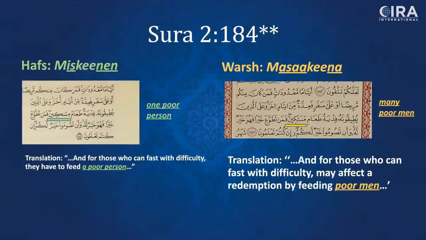Here is chapter 2, verse 184. Go ahead and give the Arabic. Now, this is really one of my favorite, actually. I think I did a show during Ramadan with Hatun about this. So the Hafs reading on the left, the one in green, says miskeen, singular. Miskeen, one poor person, by the way.